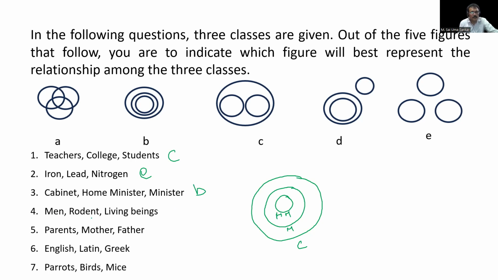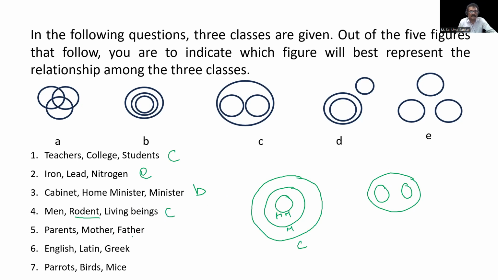Next, men, rodent, and living beings. What is the meaning of rodent? Rodent means rats, అంటే ఎలకలు. Okay? So no man is a rodent. All are human beings. So what is the answer? All are living beings. So what is the answer? Option C is the correct answer.